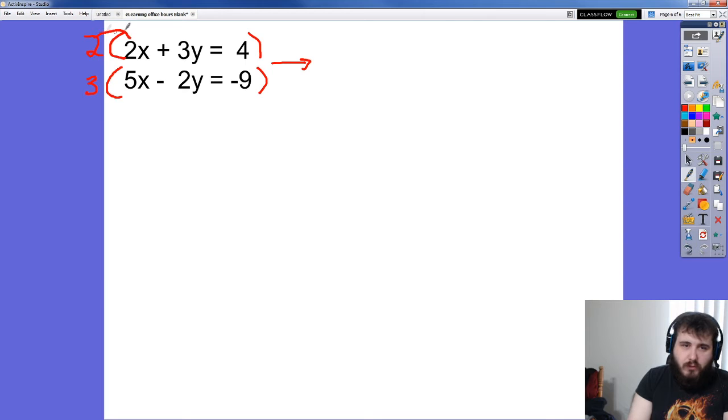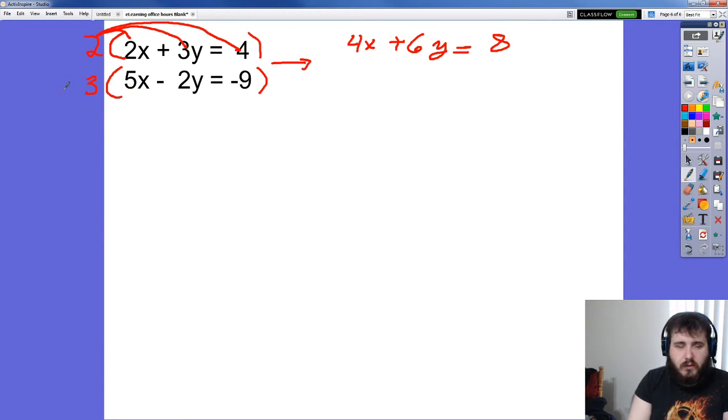So remember, when you multiply an equation, or you multiply multiple things, you got to make sure that you're multiplying everything. 2 times 2 is 4. Plus 3 times 2 is 6 equals 4 times 2 is 8.